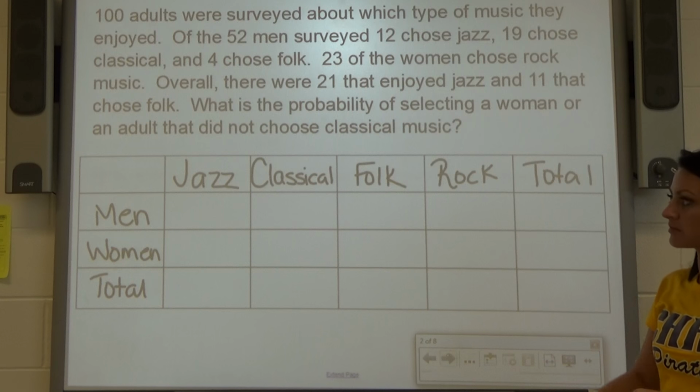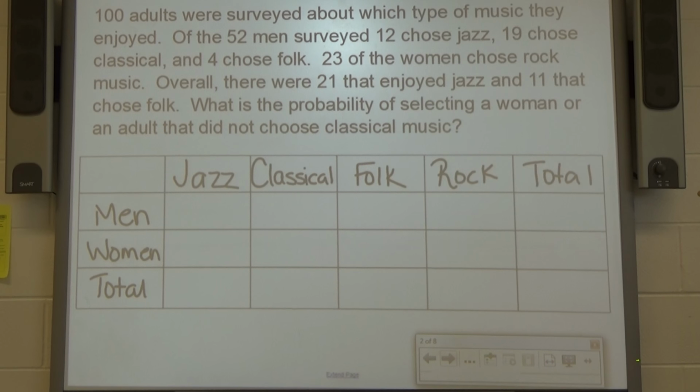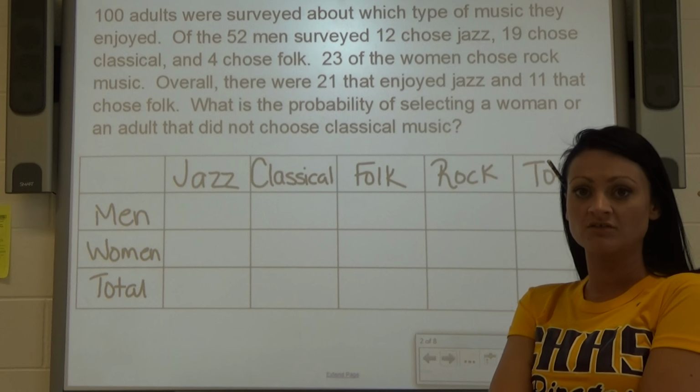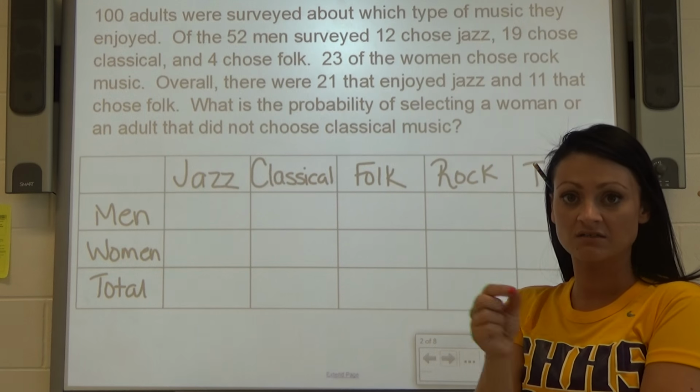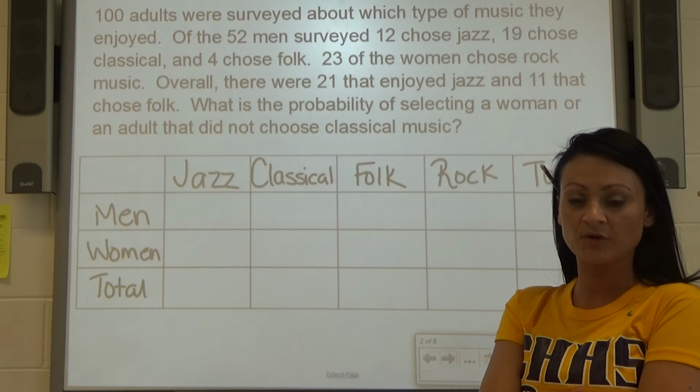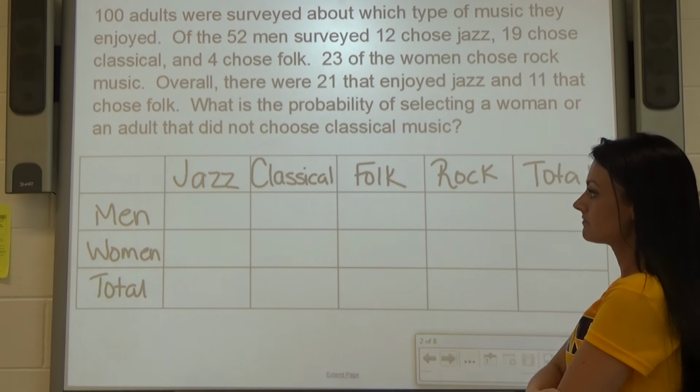The first word problem we're going to do for a two-way table is men and women and dealing with different types of music that they like. Now, I did do the guided notes on the Math 2 page underneath the probability folder. Please feel free to print those out and use those.